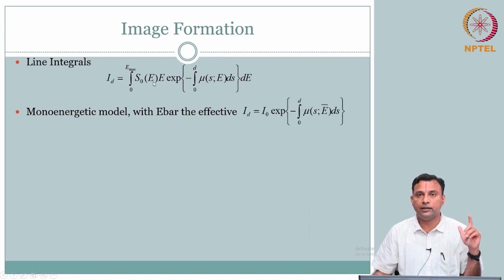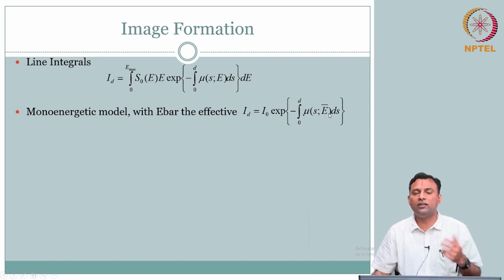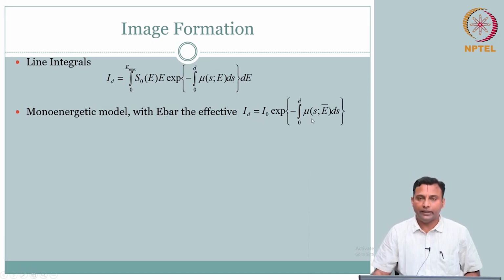So we can reduce this to the first level by saying ID is I naught times this summation, this is monoenergetic, this integral over E to E max of this, we substituted with only one energy, the average energy or the effective energy or the equivalent energy. It is all similar, it represents the same thing. So now you notice at least one level of simplification we did, but we are still not done. We still have one integral here.